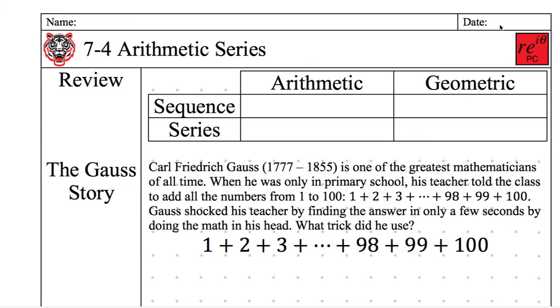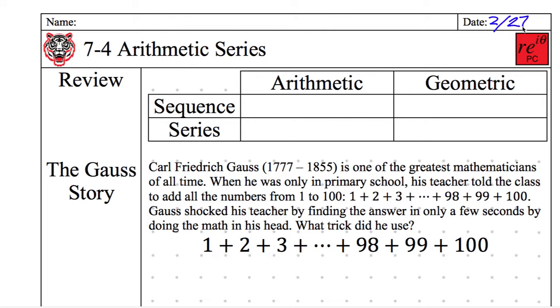Today's date is 2/27. Let's get our marker going. 2/27. I again am up at the Mimeo board, so that's why my handwriting is a little bit off if you're watching the video. All right, 7-4, arithmetic series.